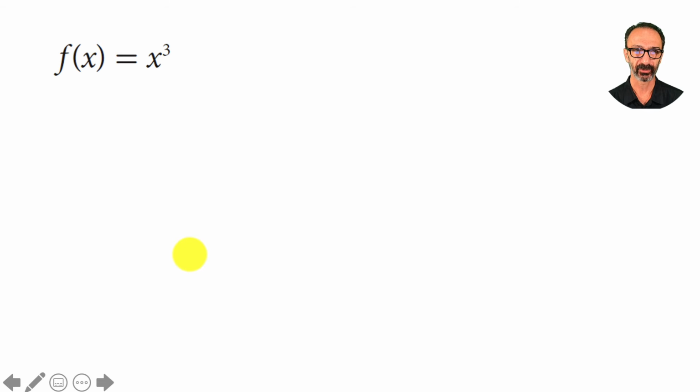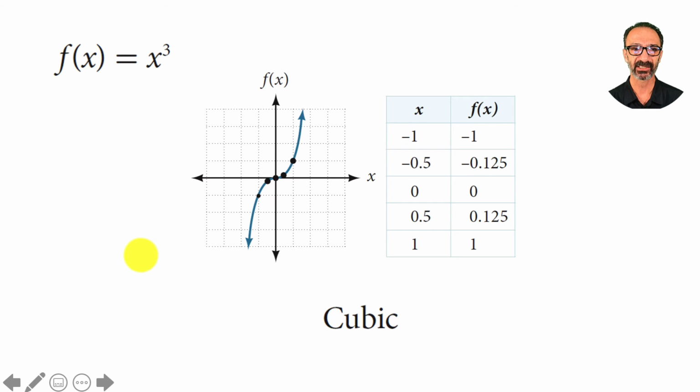X to the third is called a cubic function. When you plug in 1, you get 1. When you plug in 2, you get 8, 2 times 2 times 2. That's why it goes all the way up, faster than x to the second. But when you plug in negatives, you still have negatives, because a negative number like negative 1 times itself 3 times, an odd number of times, will stay negative.